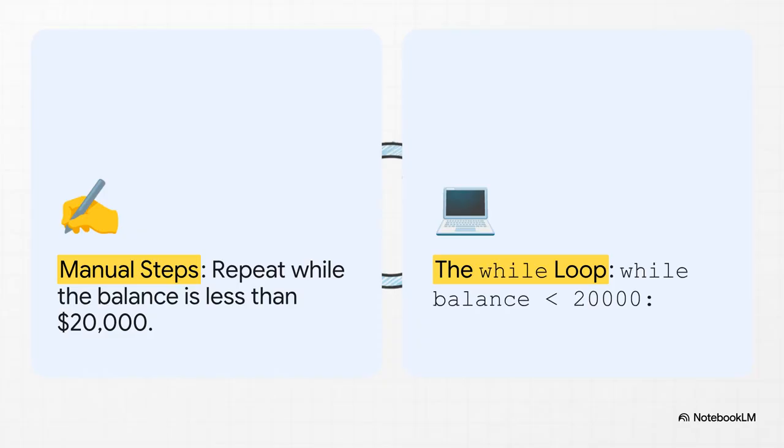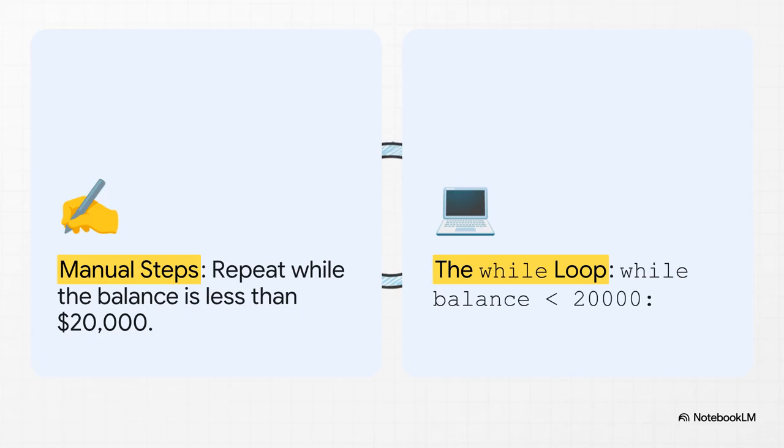And this just illustrates the magic perfectly. On the left, you've got our manual steps. On the right, you have the Python code for a while loop. See how perfectly they map to each other? The phrase "repeat while balance is low" literally becomes the command "while balance < 20,000." And all those steps we wanted to repeat, they're just tucked right underneath it. The loop handles all that repetition for us.